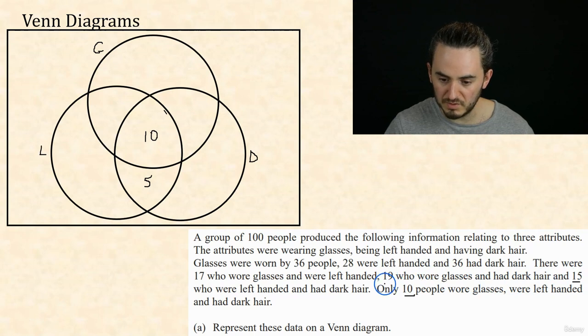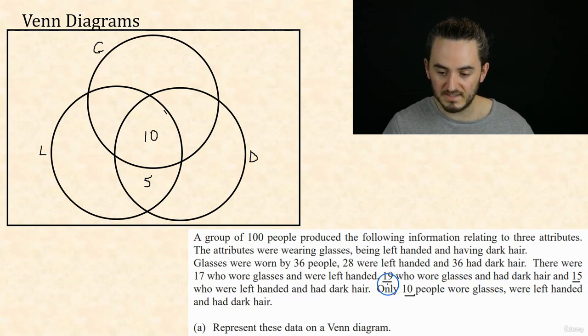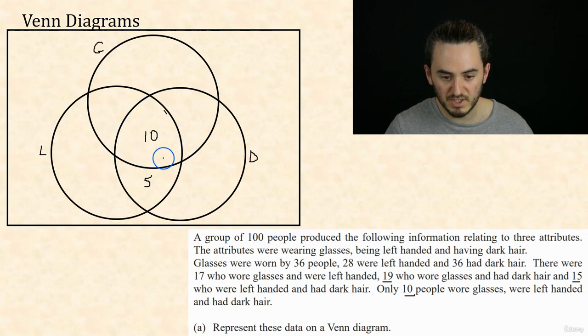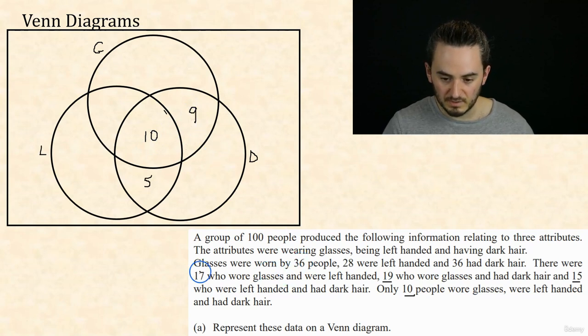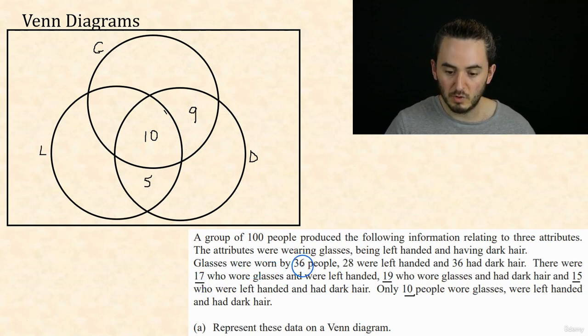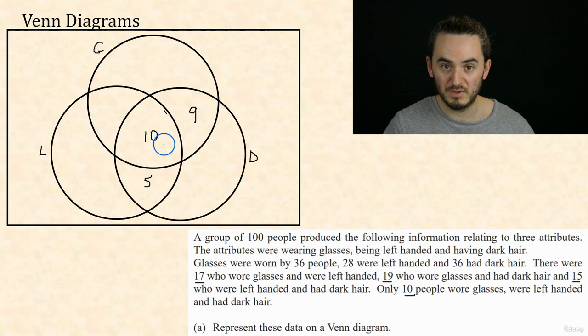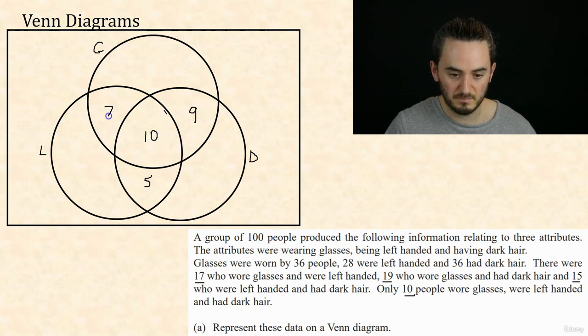Okay, working backwards, what about these 19? There were 19 people who wore glasses and had dark hair. Wore glasses is G, had dark hair is D, so this overlapping region between G and D should add up to 19. I've already got 10, so it's another 9 here. Next, these 17. There are 17 who wore glasses and were left-handed. That's the intersection of G and L, so this region here should add up to 17. I've already got 10, so 7 is left.